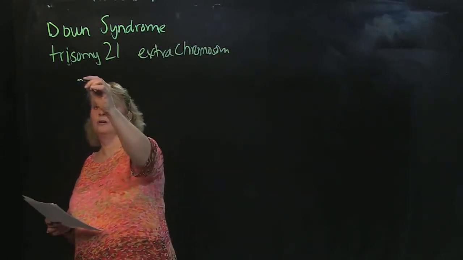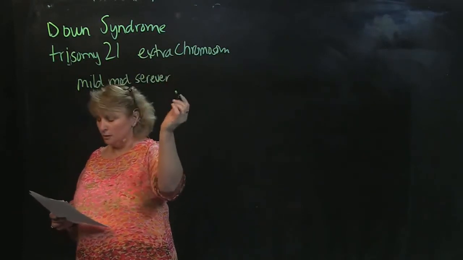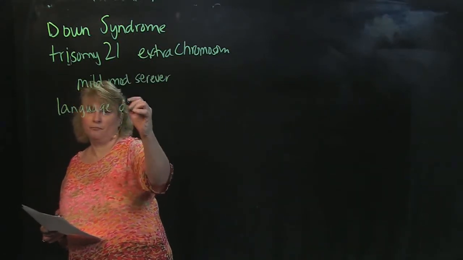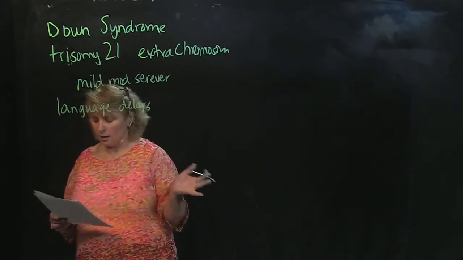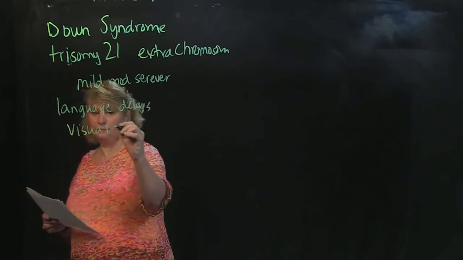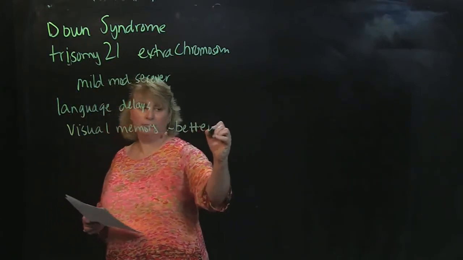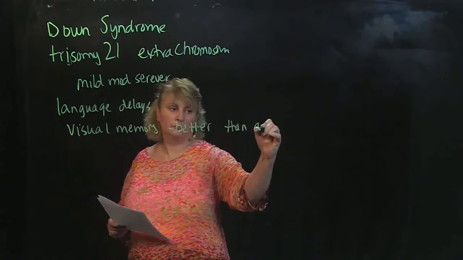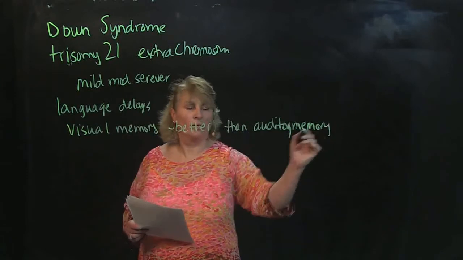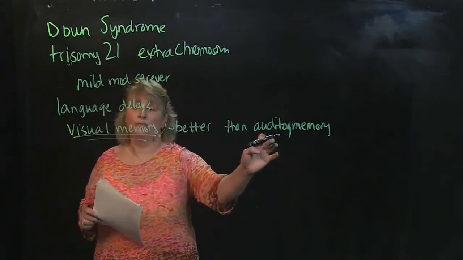They can range from the mild, moderate, and severe ranges. So they usually have language delays. I like to do a lot of language work with them. They have visual memory better than auditory memory. So they would visually remember things better than what they heard.